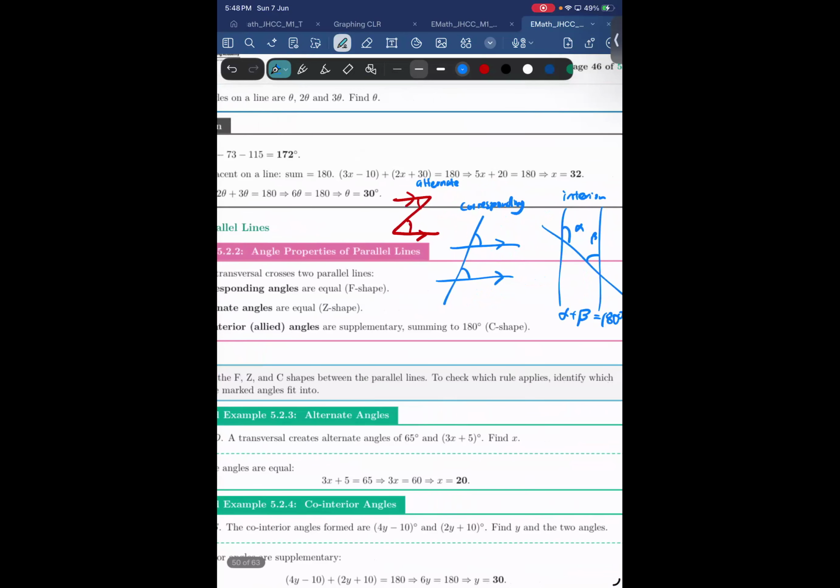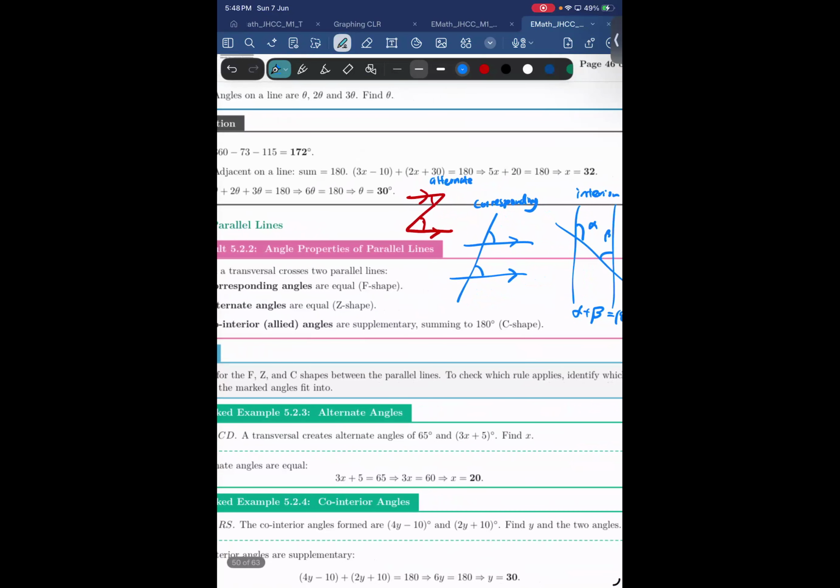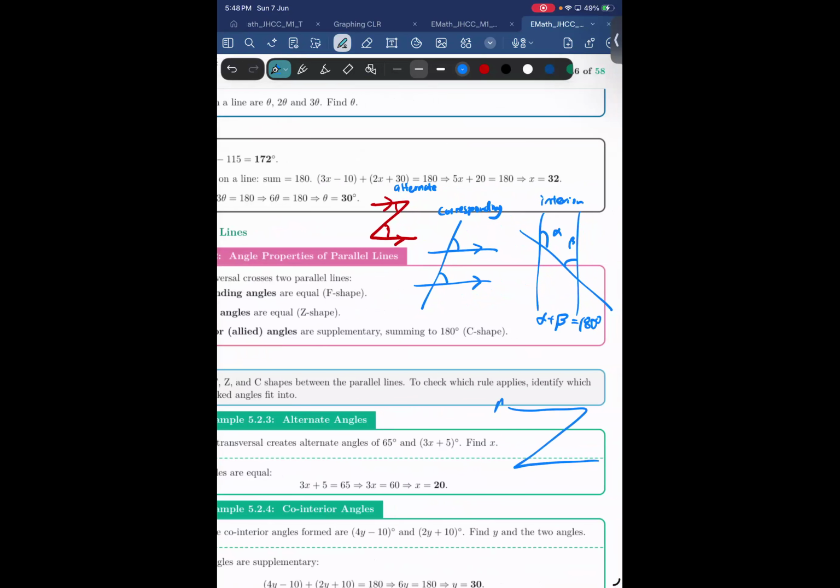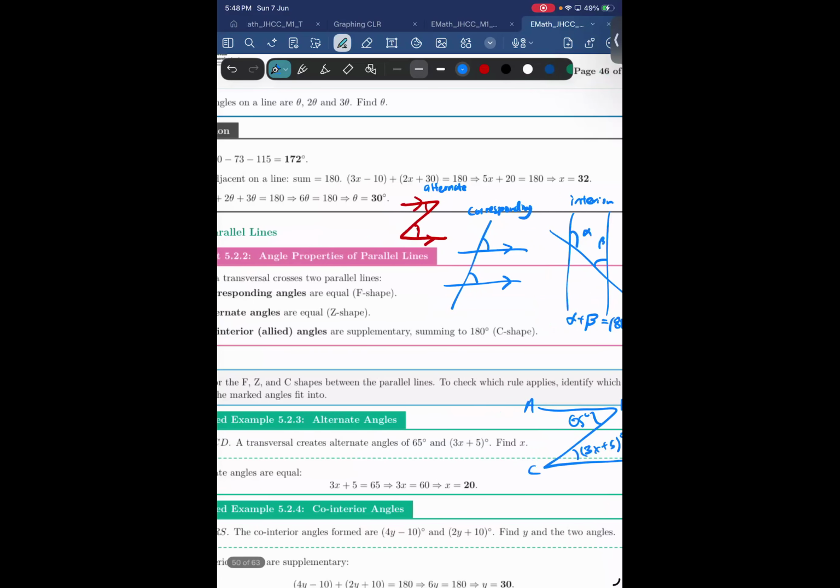Okay, so essentially what this question says, AB is parallel to CD. Okay, so it's AB, CD. Then this is 65 degrees, and this is 3x plus 5 degrees. Because of alternate angles, we can say that they're equal. Then we solve for x, which is 20.